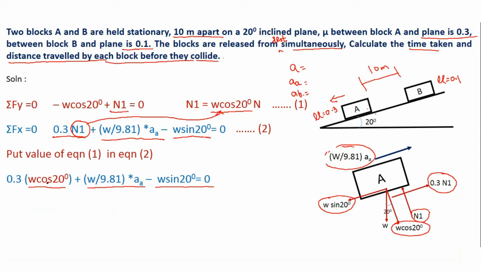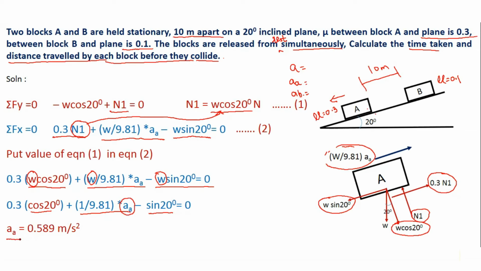Now from this entire equation, if I take W as common and bring it to the right side, it will be cancelled out and I will remain with the equation 0.3 cos 20 plus 1 divided by 9.81 AA minus sin 20 is equal to 0. Now the only unknown in this particular equation is acceleration of A, which we can solve and find the answer for AA as 0.589 meter per second square. So I have now succeeded in finding out the acceleration of block A.